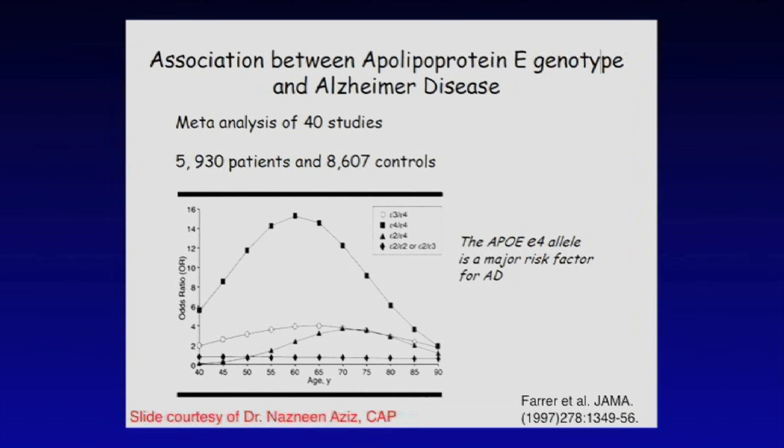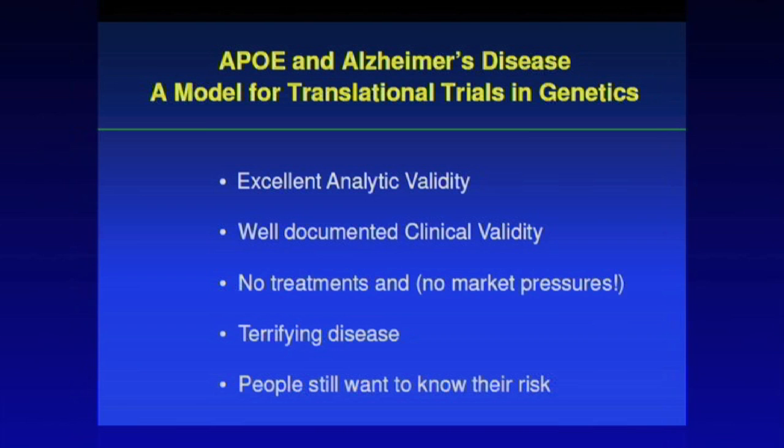So this is the APOE allele and certain variants of the APOE gene. If you have these certain variants, you have a very high risk of getting Alzheimer's disease. Okay, so you can make a genetic test for the risk of Alzheimer's disease, and it has very good analytical validity. It has well-documented clinical validity. There's no treatment that you could change from this information currently. It's a terrifying disease that you would not like anyone to have. So the question is, would people like to know their risk?